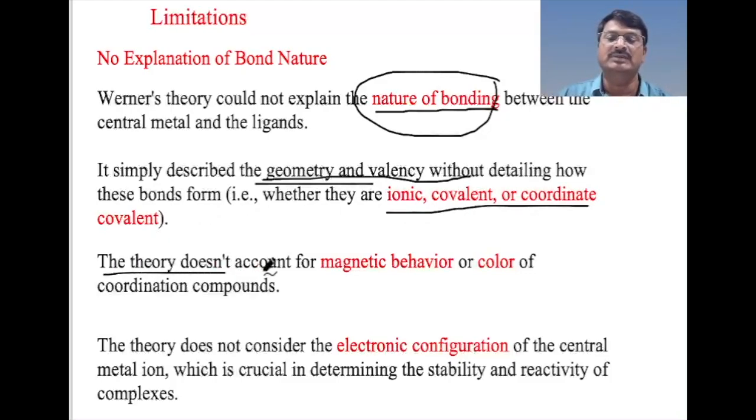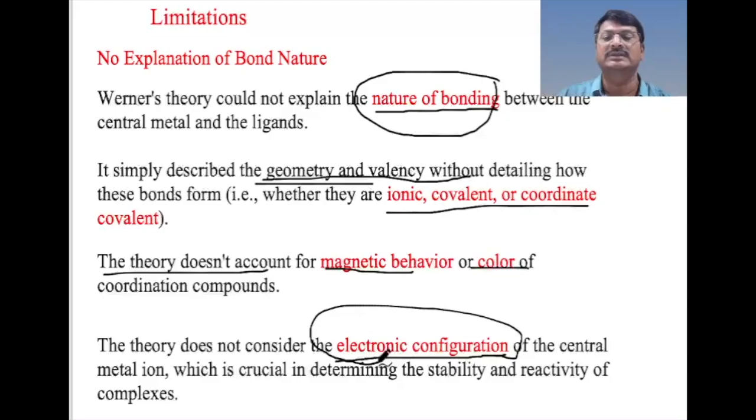And this theory does not explain the magnetic properties and color of the compound. And this theory does not use any electronic configuration in writing the structure. Without using the electronic configuration, this theory explains the bonding of the central metal ion with ligands and the central metal ion with outer sphere ions. So these are some of the limitations of the Werner theory. It is not explaining the nature of the bonding, it is not explaining the geometry of the compound, it is not explaining the magnetic behavior and color of the compound, and it does not use the electronic configuration to explain the bonding. Thank you.